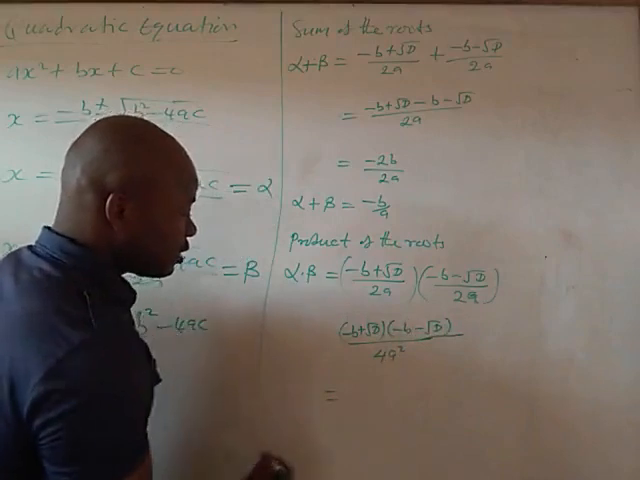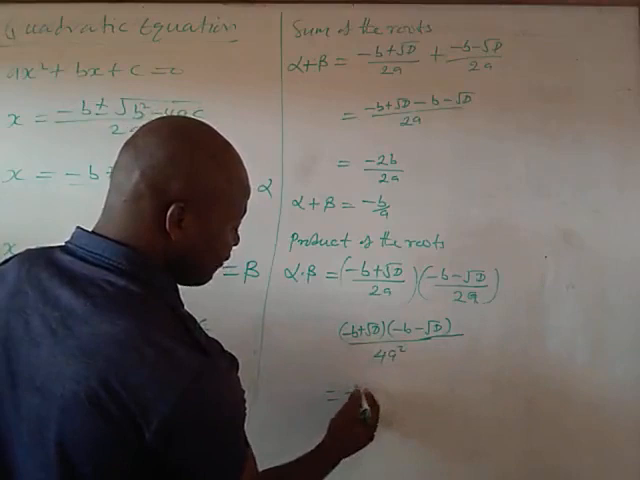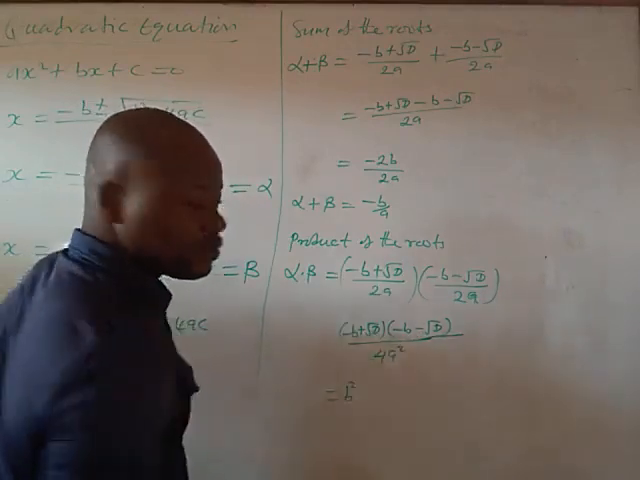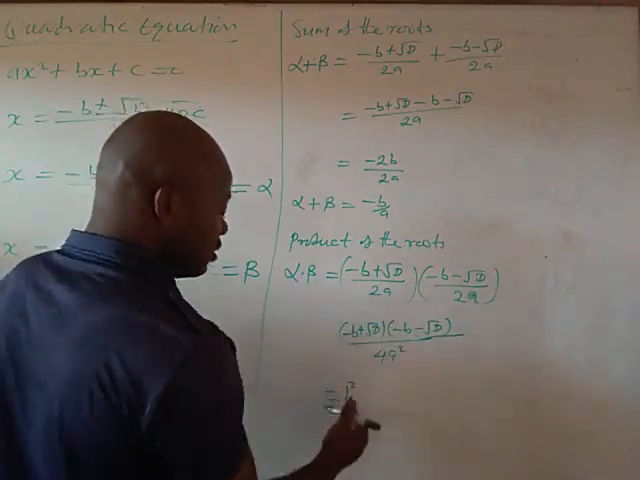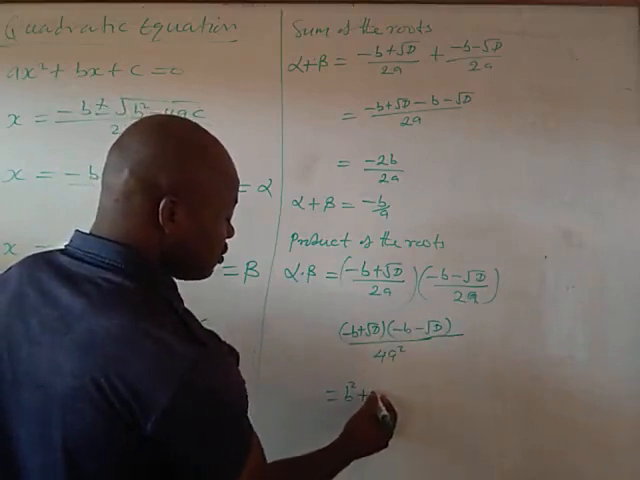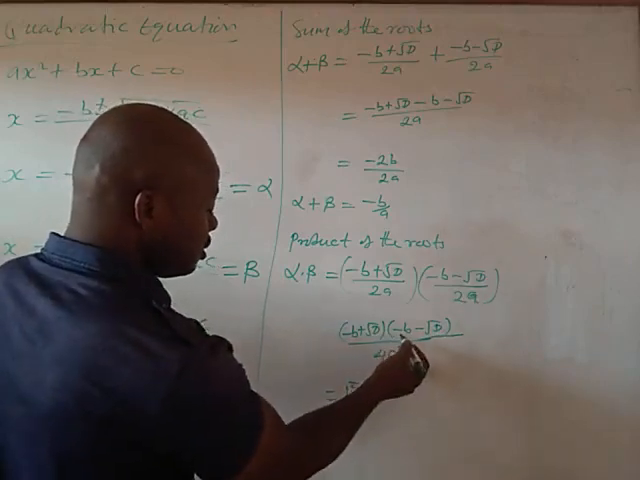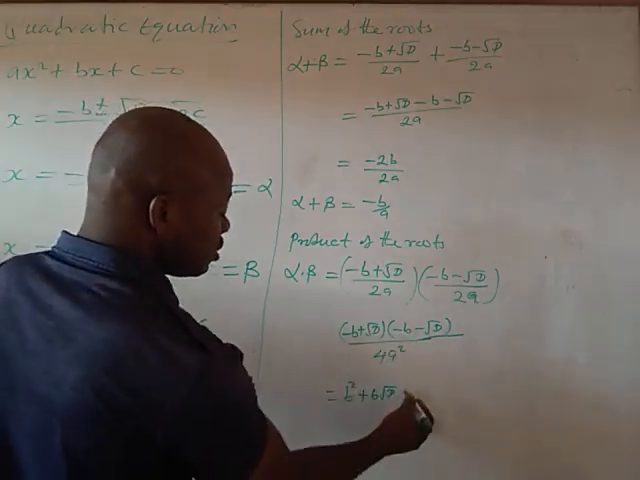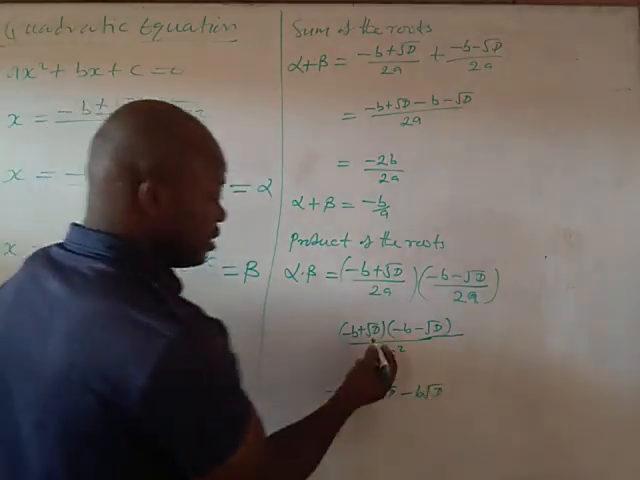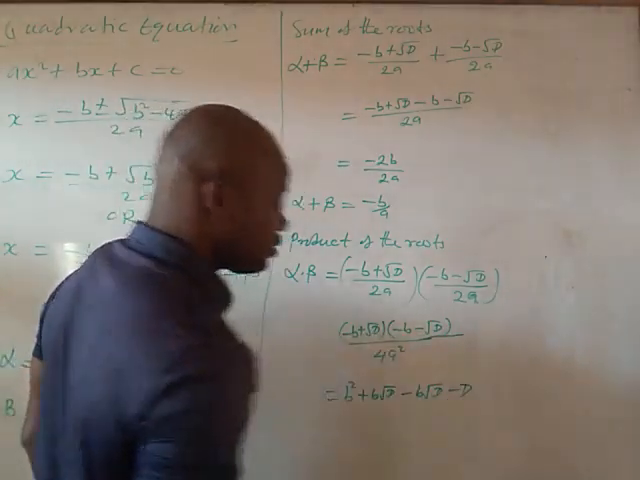So if you open these brackets, then we have minus b times minus b. We have b squared, since minus times minus will give us positive, so b times b gives b squared. And minus b times root d will give us minus b root d. Then plus root d times minus b will give us minus b root d. And root d times minus root d will give us minus d.